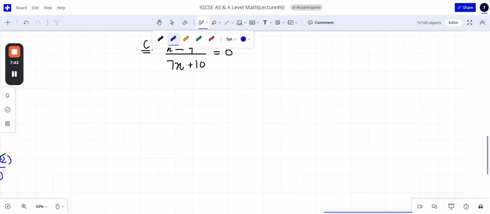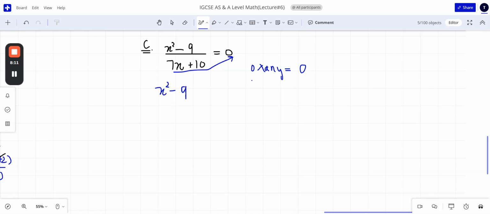Part C is x square minus 9 over 7x plus 10 equal to 0. So we will shift the denominator to the right side of the equal sign. So it will multiply with 0. 0 multiplied by any value becomes 0. So now what's left behind? Only x square minus 9. x square minus 9 equals 0 multiplied by 7x plus 10.